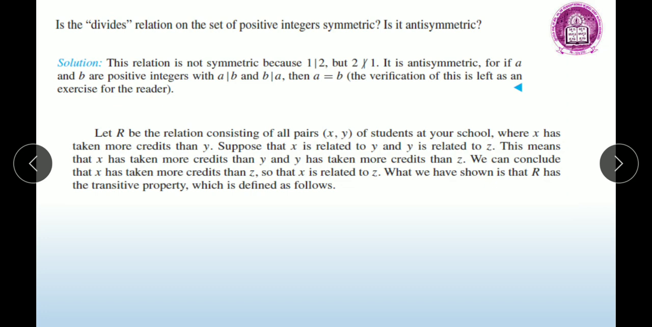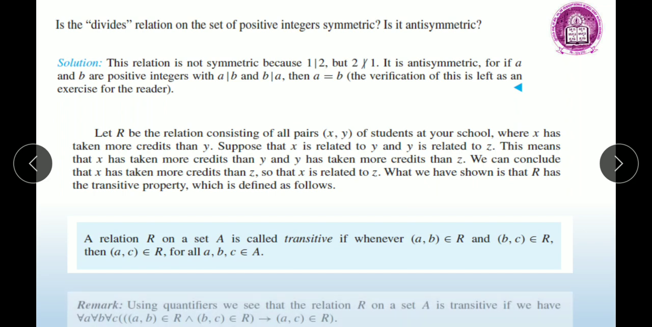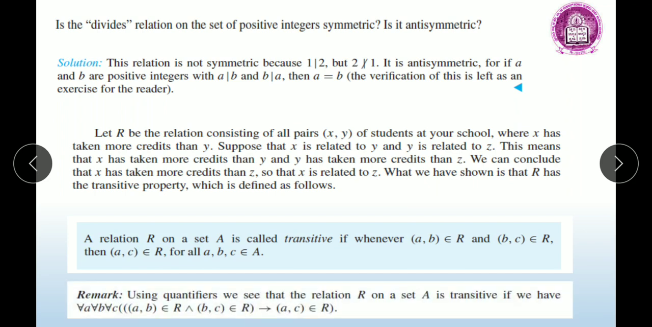What we have shown is that R has the transitive property, which is defined as follows. A relation R on a set A is called transitive if whenever A comma B belongs to R and B comma C belongs to R, then A comma C also belongs to R for all A, B and C belonging to A. Using quantifiers, this property can be expressed as for all A, for all B, for all C, the ordered pair A comma B belongs to R and the ordered pair B comma C belongs to R implies the ordered pair A comma C belongs to R.